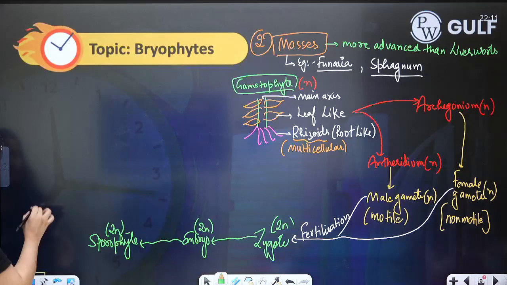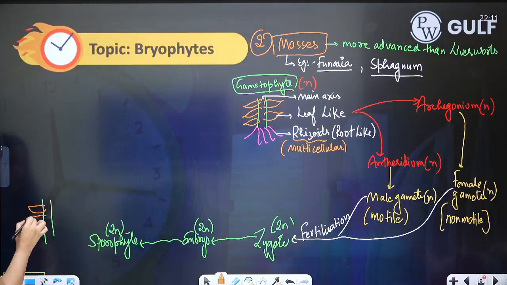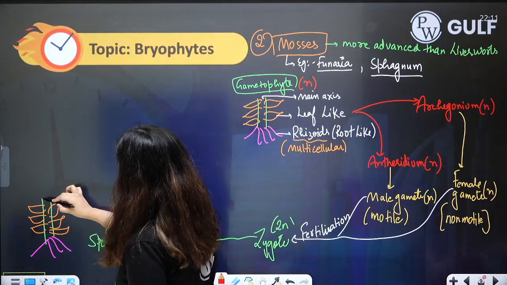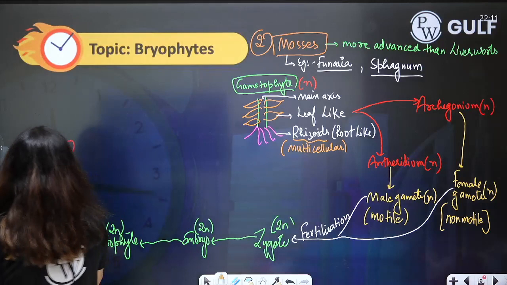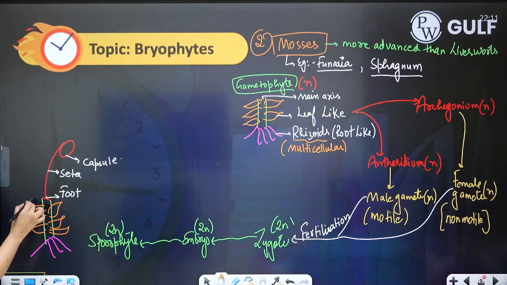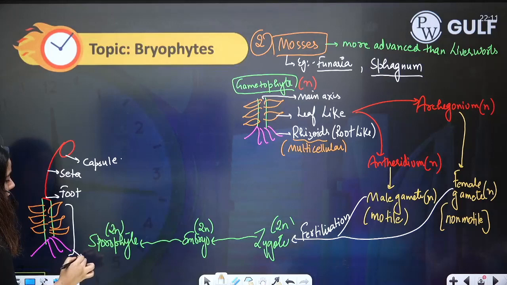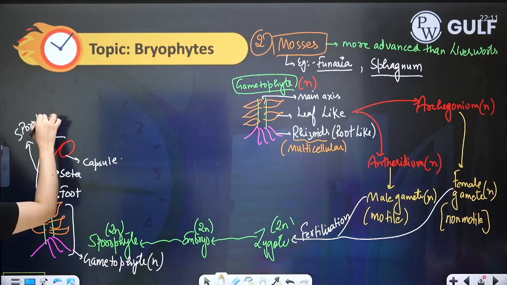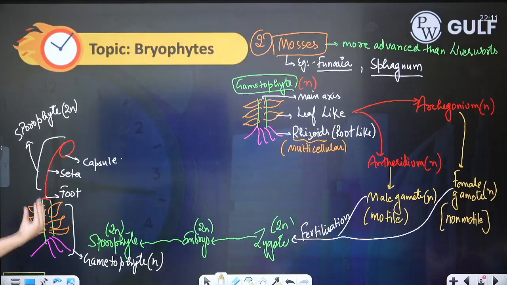So this is the main body, beta. Over the main body, they will form the sporophyte. This is the foot, seta, and this is the capsule. Right? So remember, beta, this is the main body. This is the gametophyte. And this whole structure, which is parasitic on the main body, is known as the sporophyte. So the sporophyte is parasitic on the main body.